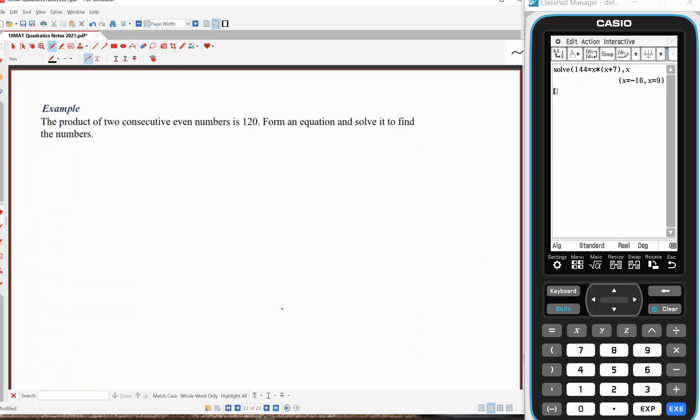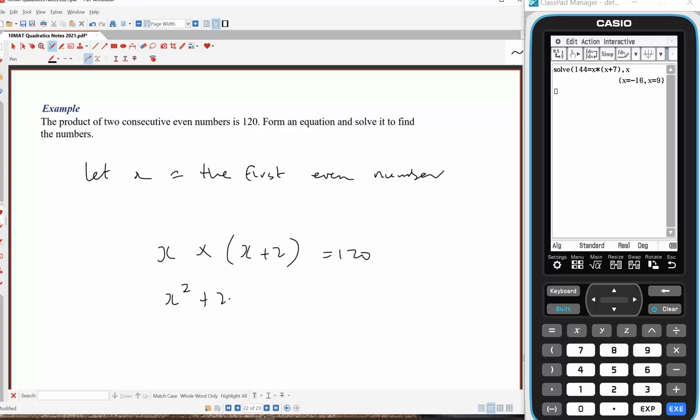Alright, next one. The product of two consecutive even numbers is 120. Form an equation and solve it to find the numbers. Okay, so let x equal the first even number. So the first consecutive even number we'll say is x. The second one is going to be 2 added on to that number, and that's going to be 120. Alright, so we'll go about this one the same way. x squared plus 2x take away 120 equals 0.